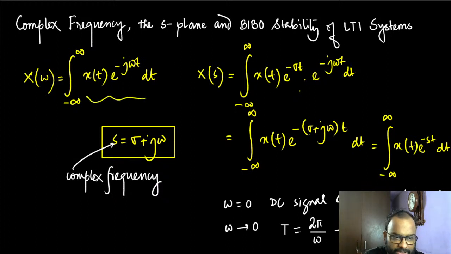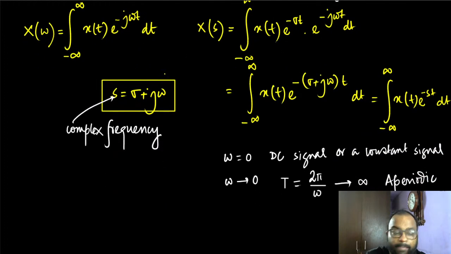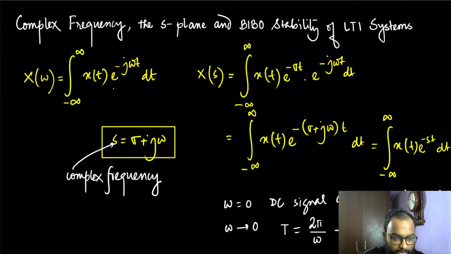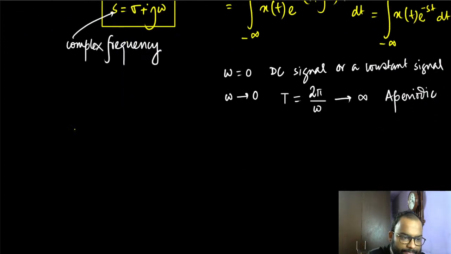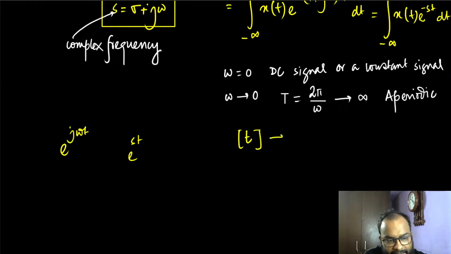Look at these sorts of expressions. In these expressions, we see something very important: on top of e, we have certain things. Let's say we have e to the power j omega t, or something like e to the power st. We definitely know that t is representing time, and it is measured in seconds.